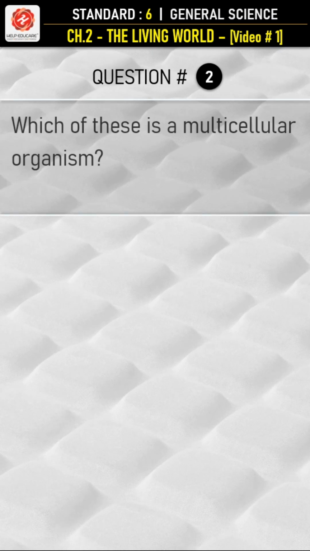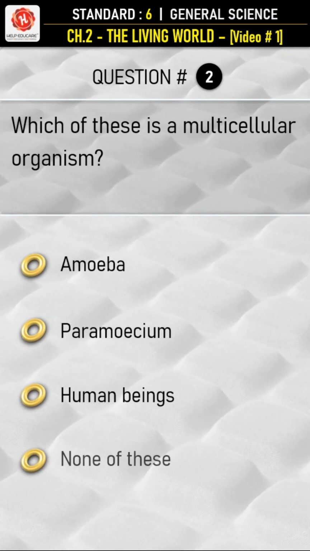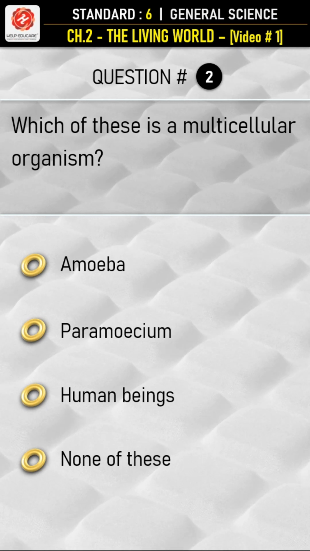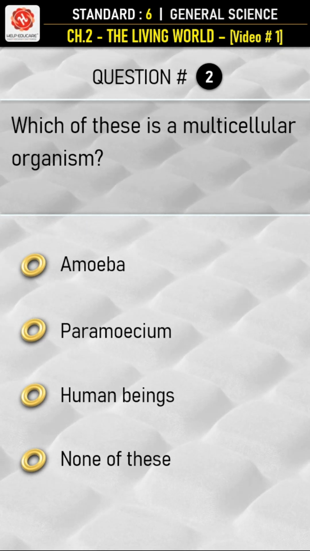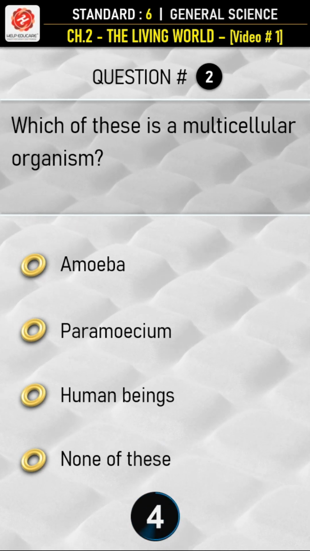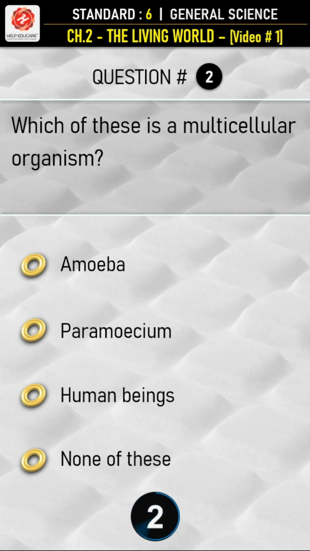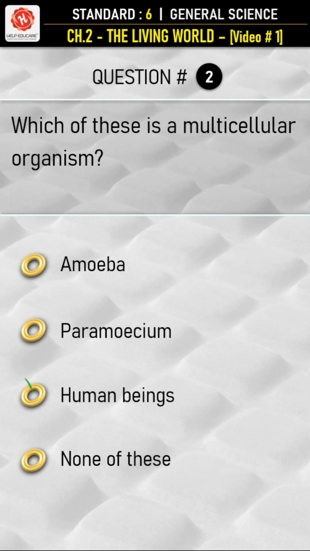Question number 2. Which of these is a multicellular organism? First option, amoeba. Second option, paramecium. Third option, human beings. Fourth option, none of these. Answer will be shown after 5 seconds. Your time starts now. Correct answer is human beings.